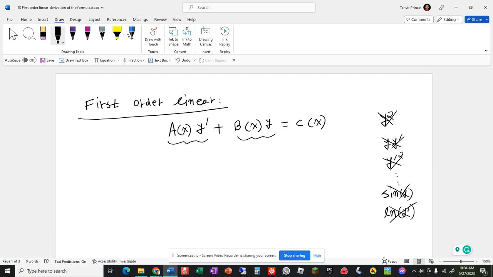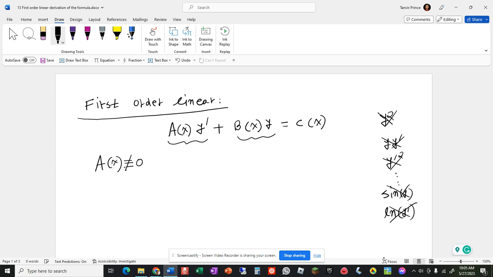So in other words, we can rewrite our differential equation in this following form, right? Any differential equation that can be written this way is linear, first order linear. And first order means we only have y and y prime, no y double prime, etc. At this point, we can assume that my function a of x is not the zero function. It's not identically zero.